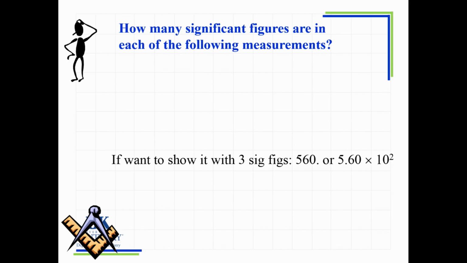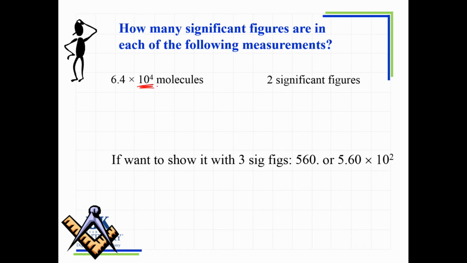All right, so a person is making a measurement. Okay, here we go. 6.4 times 10 to the 4th. Think about it. What do you say? Did you say 2 significant figures? You'd be correct.